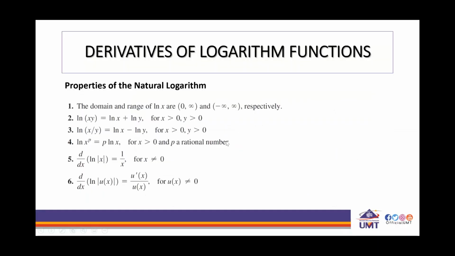So now we will look at the properties of the natural logarithm. The domain and range of ln x are 0 to infinity, and negative infinity to infinity, respectively. And then the second one, ln xy is equal to ln x plus ln y, for x and y greater than 0.